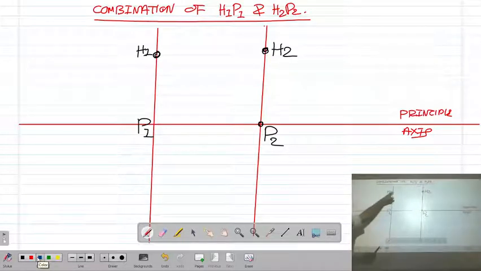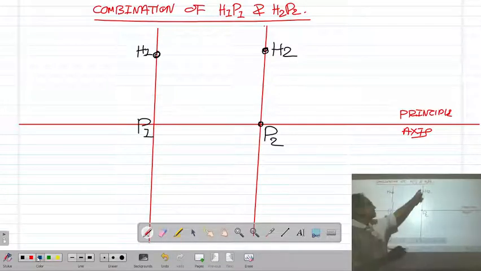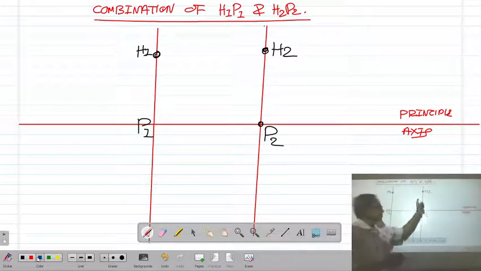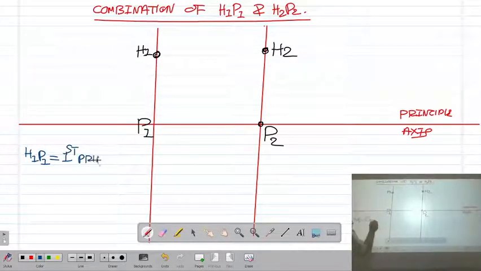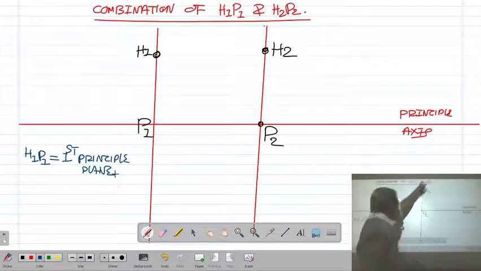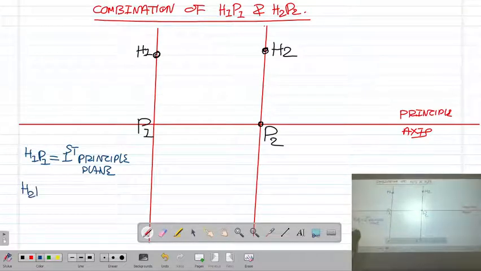So you can write down: the plane passing through point H1 and perpendicular to the axis H1P1 is called the first principal plane, and P1 is called the first principal point. The plane passing through point H2 and perpendicular to the axis H2P2 is called the second principal plane and P2 is called the second principal point. Okay, so H1P1 is the first principal plane and H2P2 is the second principal plane.